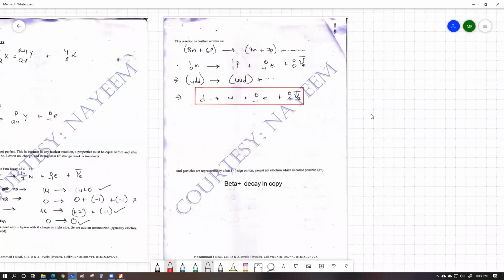Any particle, or you could write any composite particle, having at least one quark or one antiquark is generally called a hadron.